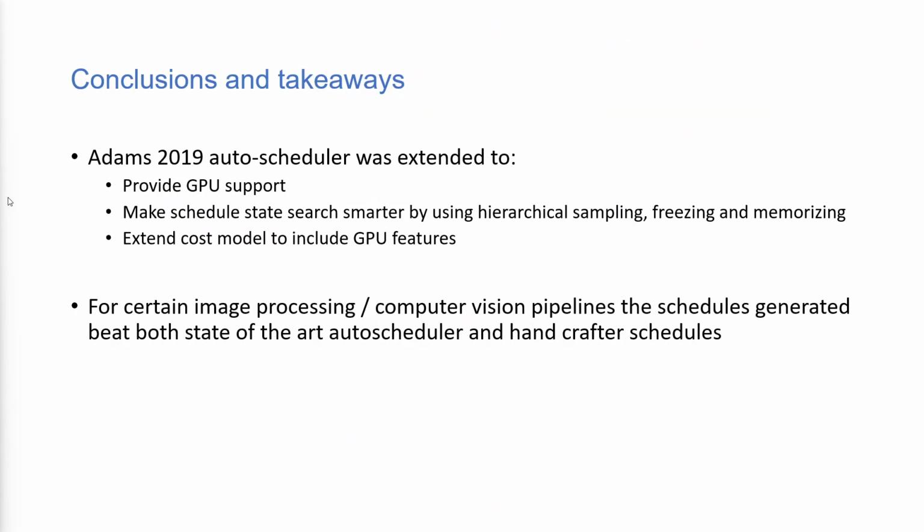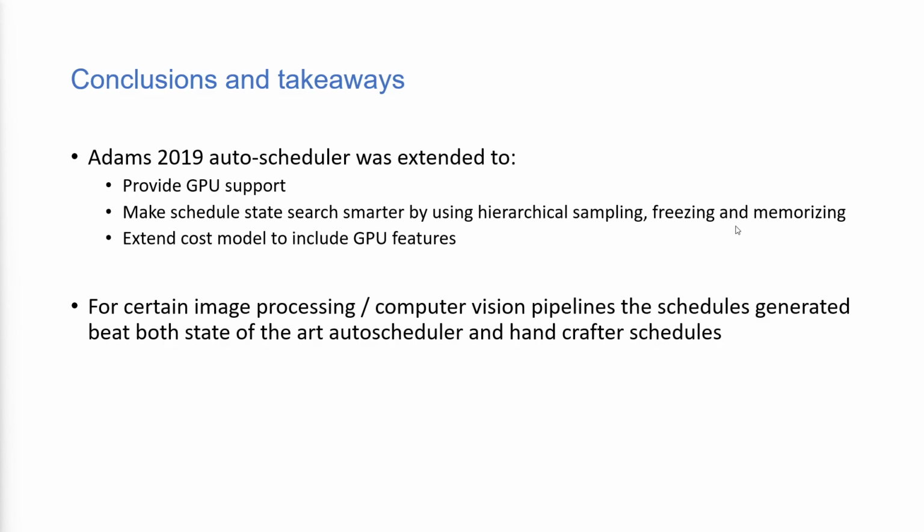The conclusion and takeaways that I have from this paper is that it was able to extend the Halide autoscheduler from 2019 to provide GPU support and make the schedule search smarter by using hierarchical sampling, freezing, and memoizing. And yeah, it was not able to beat Sioutas in terms of compile time, and it was not able to beat the performance of the schedules of Sioutas without doing worse in compile time. But what they mention is that they are able to explore a larger state space by doing these strategies that Sioutas is not using, I understand.